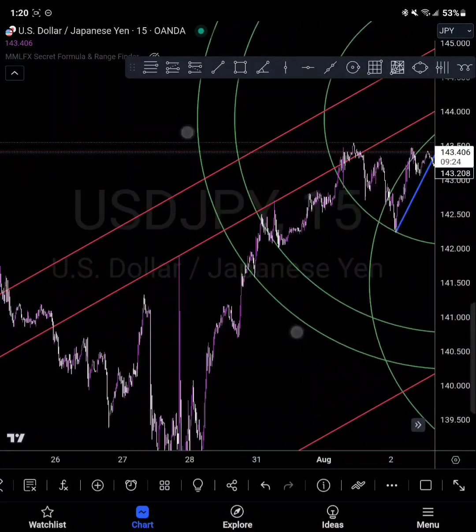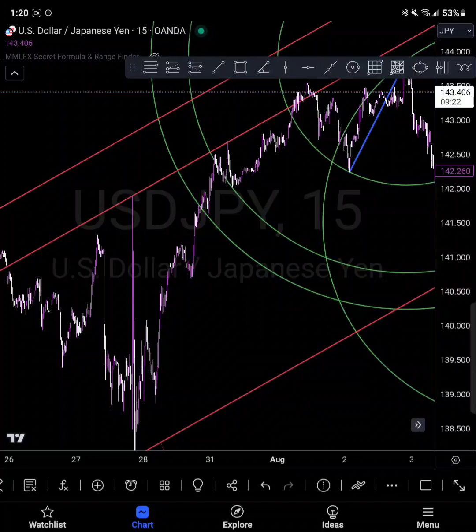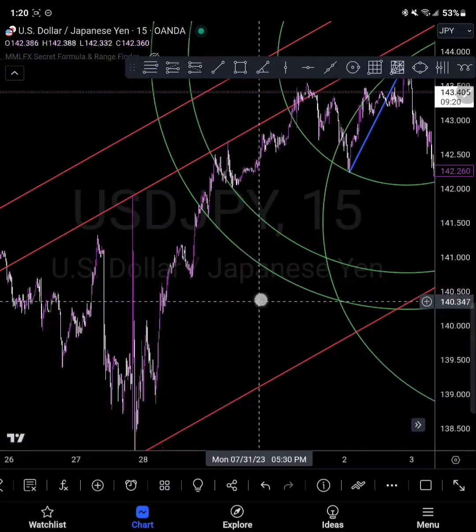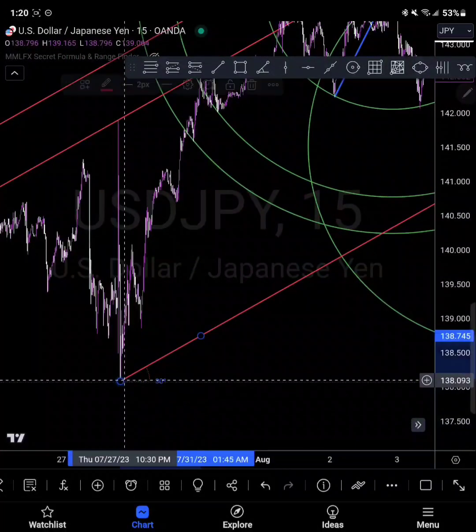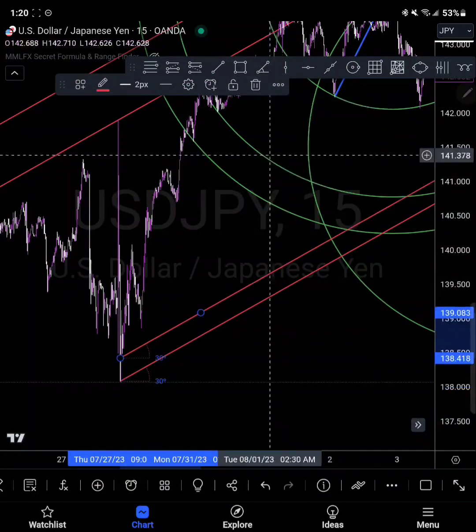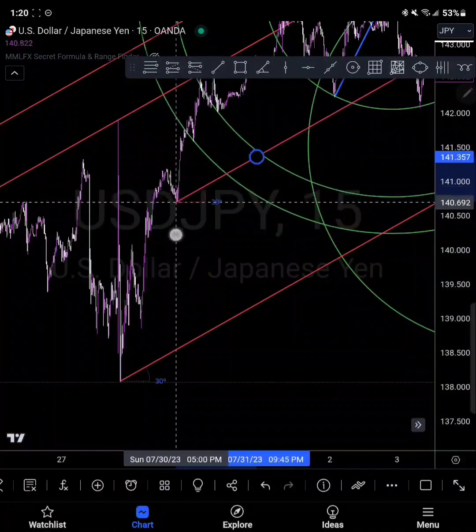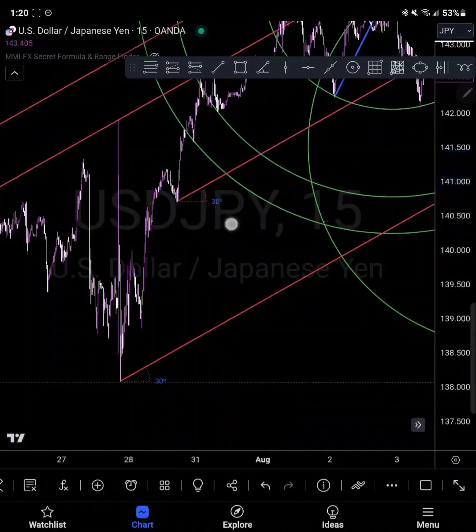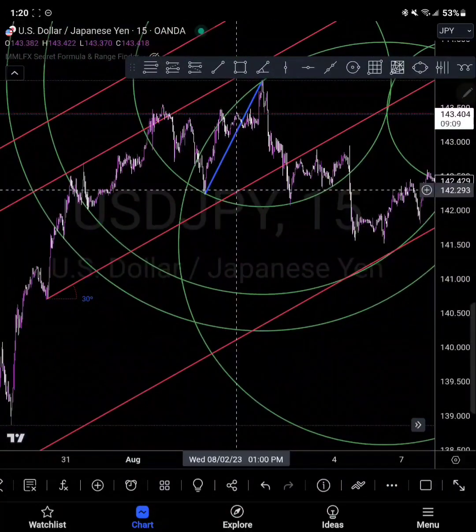So you have to apply some extracurricular knowledge to really understand what's going on in the market. So let's keep playing around with this. Okay, I'm just going to throw some of these up, no particular rhyme or reason. I'm just taking these swing lows. I just want to see how price is reacting.